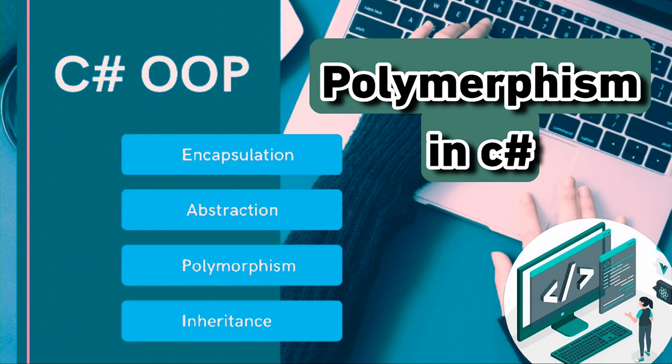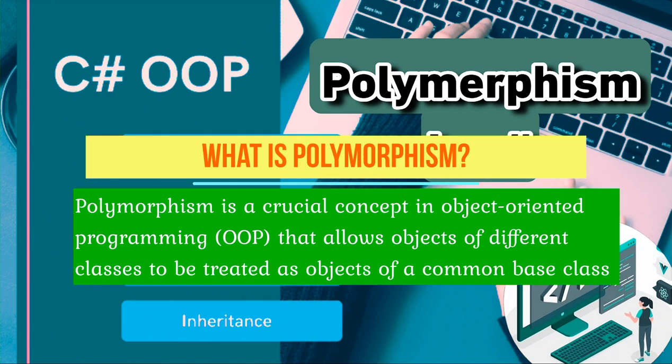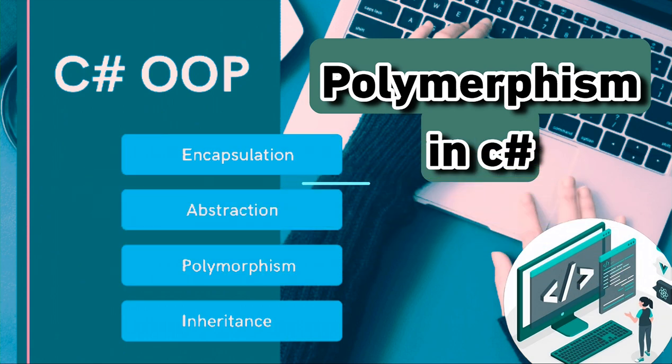Let's get started. What is polymorphism? Polymorphism is a crucial concept in object-oriented programming that allows objects of different classes to be treated as objects of a common base class. In C#, polymorphism is achieved through inheritance, method overriding, and the ability to work with objects of derived classes using a reference of their base class. This concept enhances code reusability and flexibility.